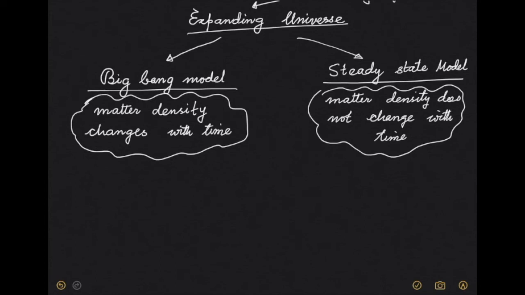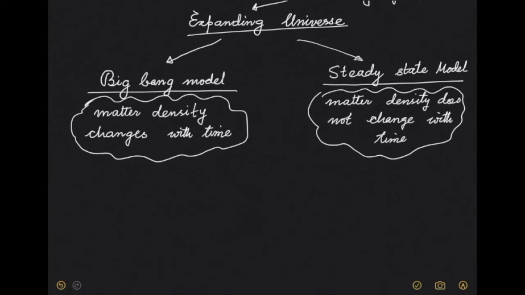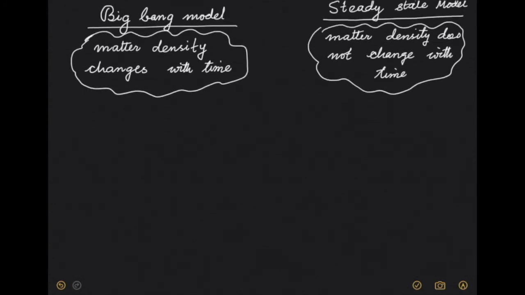Let me give you a little understanding of what these two models are saying. Both are expanding universe models. In the steady state model, the universe does expand. The expansion of the universe is an observational fact; you cannot deny it. But it is a model where the matter density doesn't change with time. Let us consider the meaning of these two models first. In the expanding universe model, the proper distance increases in both of these models.